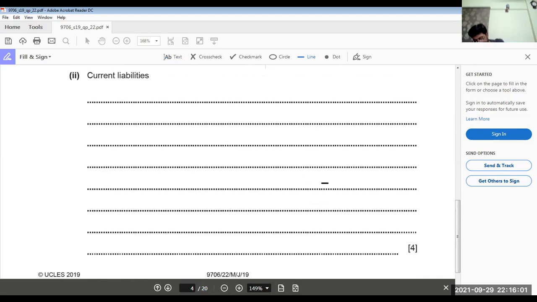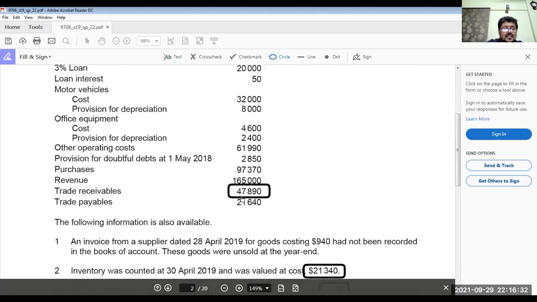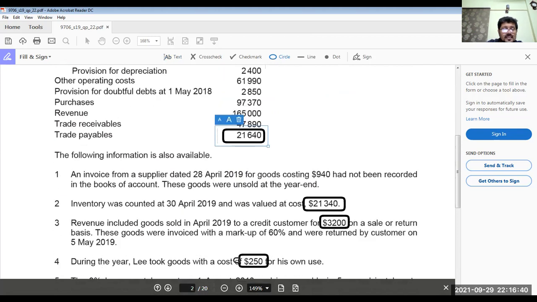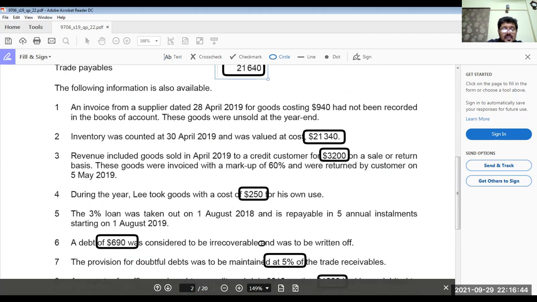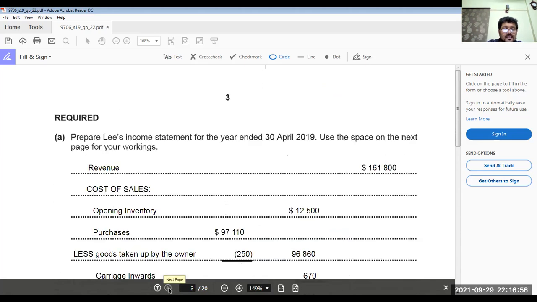Okay. First of all, should be bank overdraft. You know the amount of bank overdraft. You need to put over here. Amount of overdraft was how much? 11,240 is amount of overdraft plus liability. Okay, and trade payables is your second liability, but we should not forget to include this amount in trade payables. This amount, 940. So, bank overdraft 11,240.